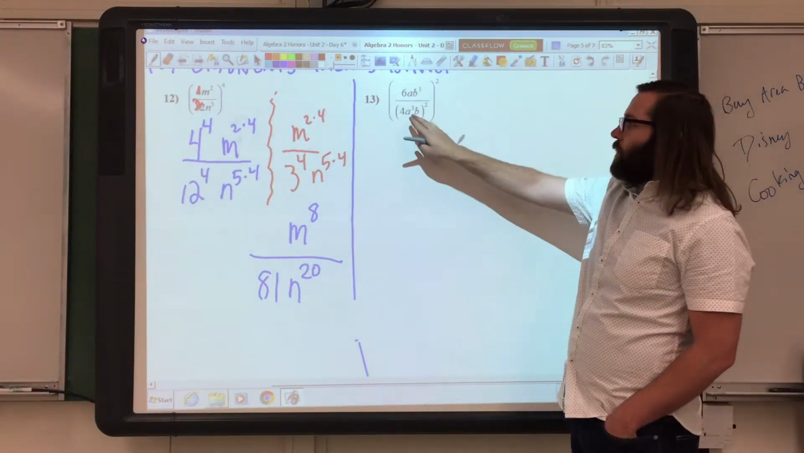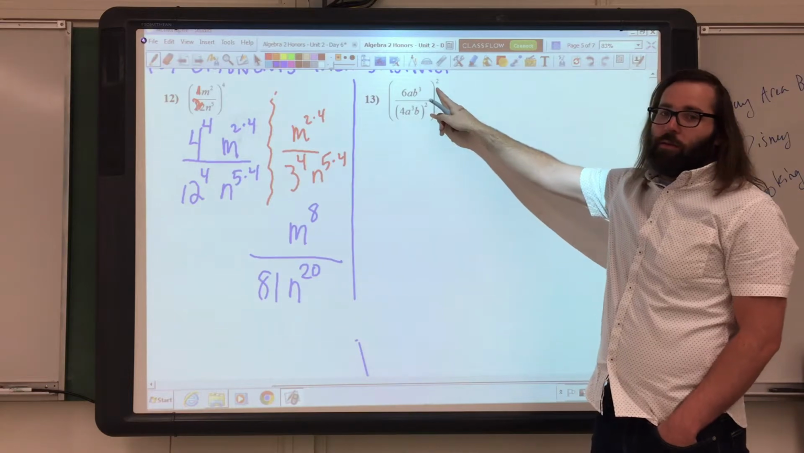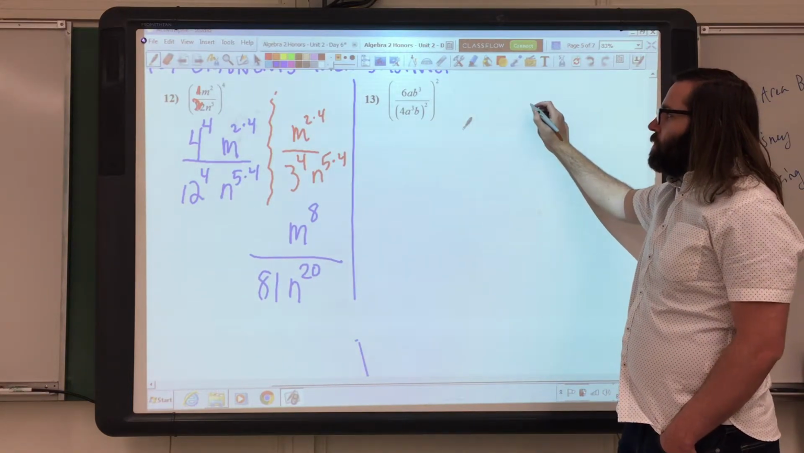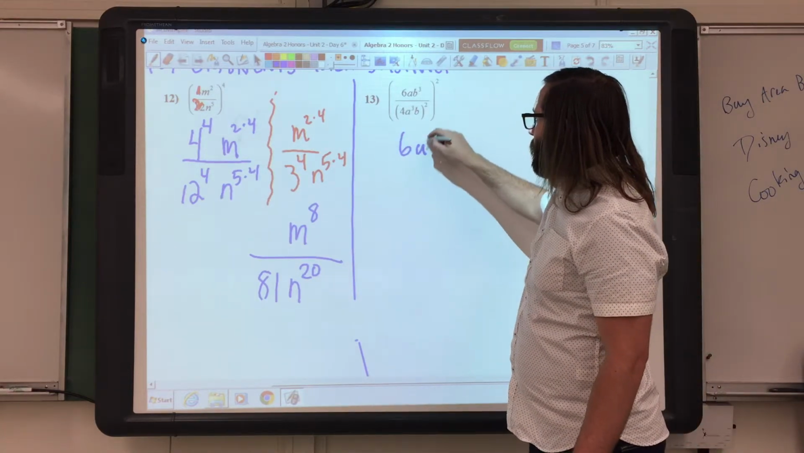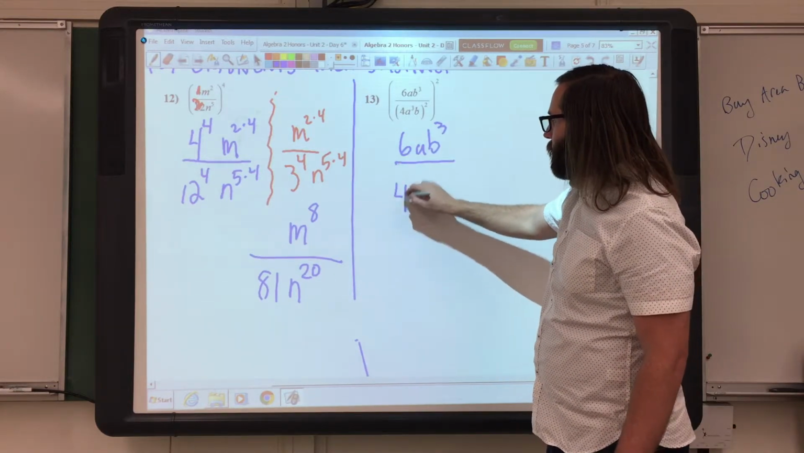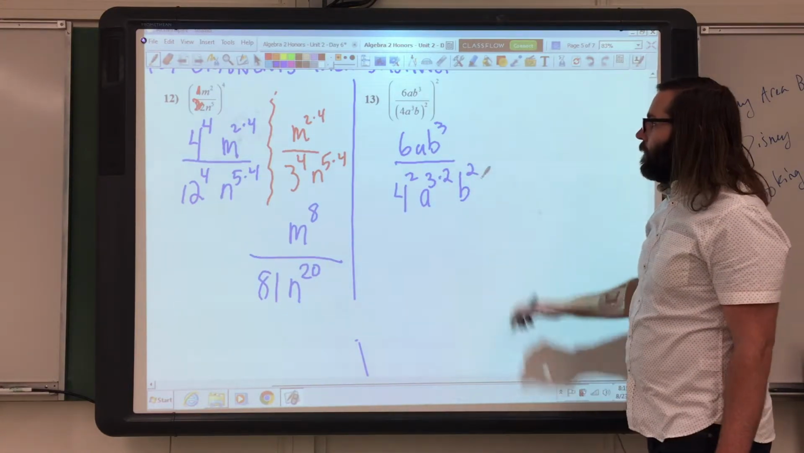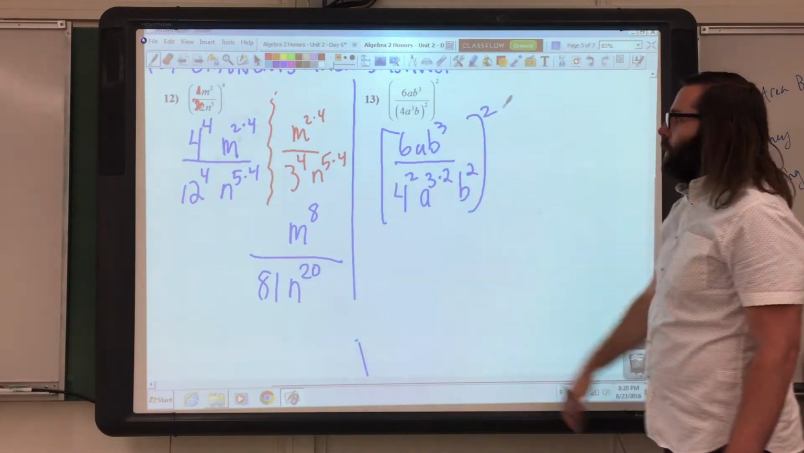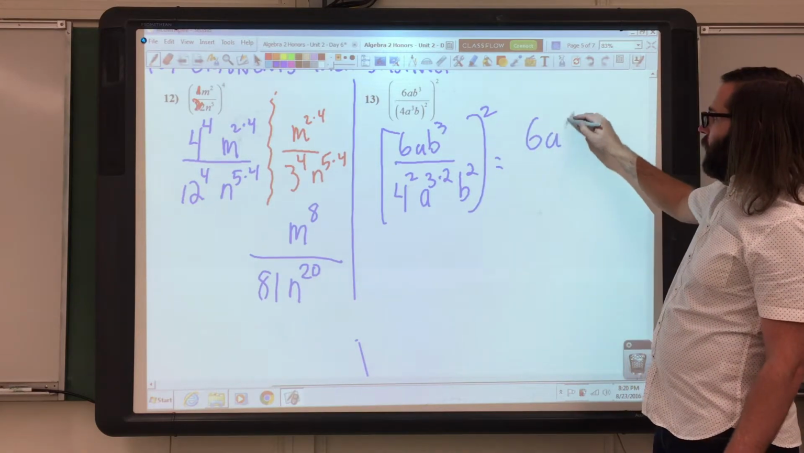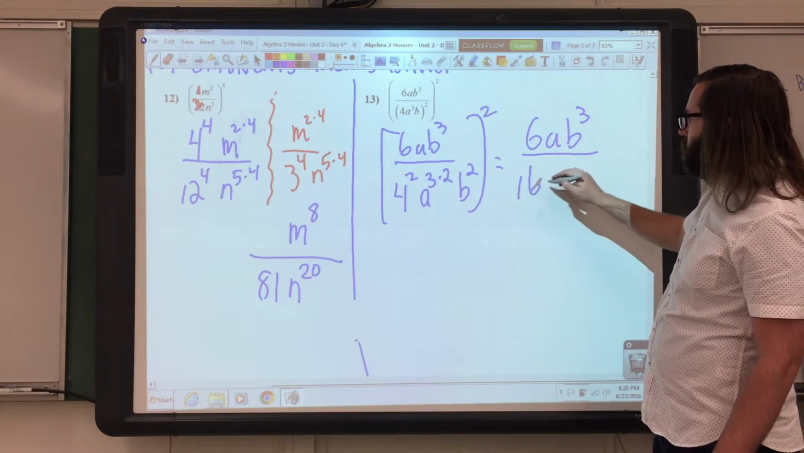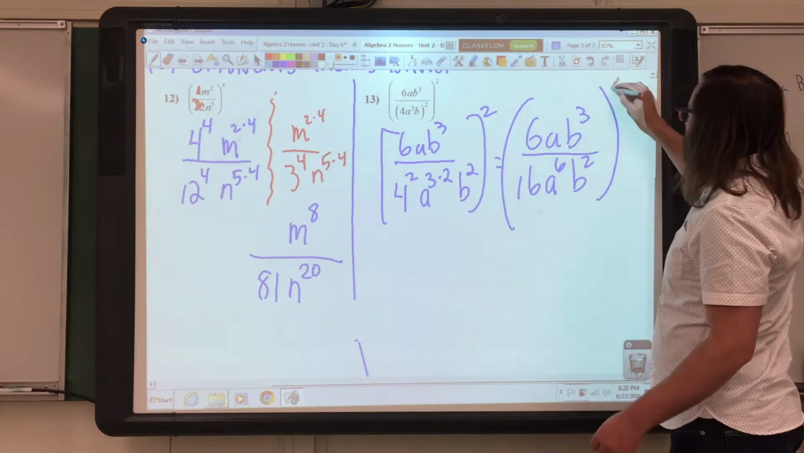So now we have a quantity being squared inside of a quantity being squared. It's squareception. So we have to do inside this parenthesis first. So we get 6ab cubed over 4 squared, a to the 3 times 2, b squared, and this whole thing is squared. Let's just simplify one more step: a to the 6, b squared, squared.